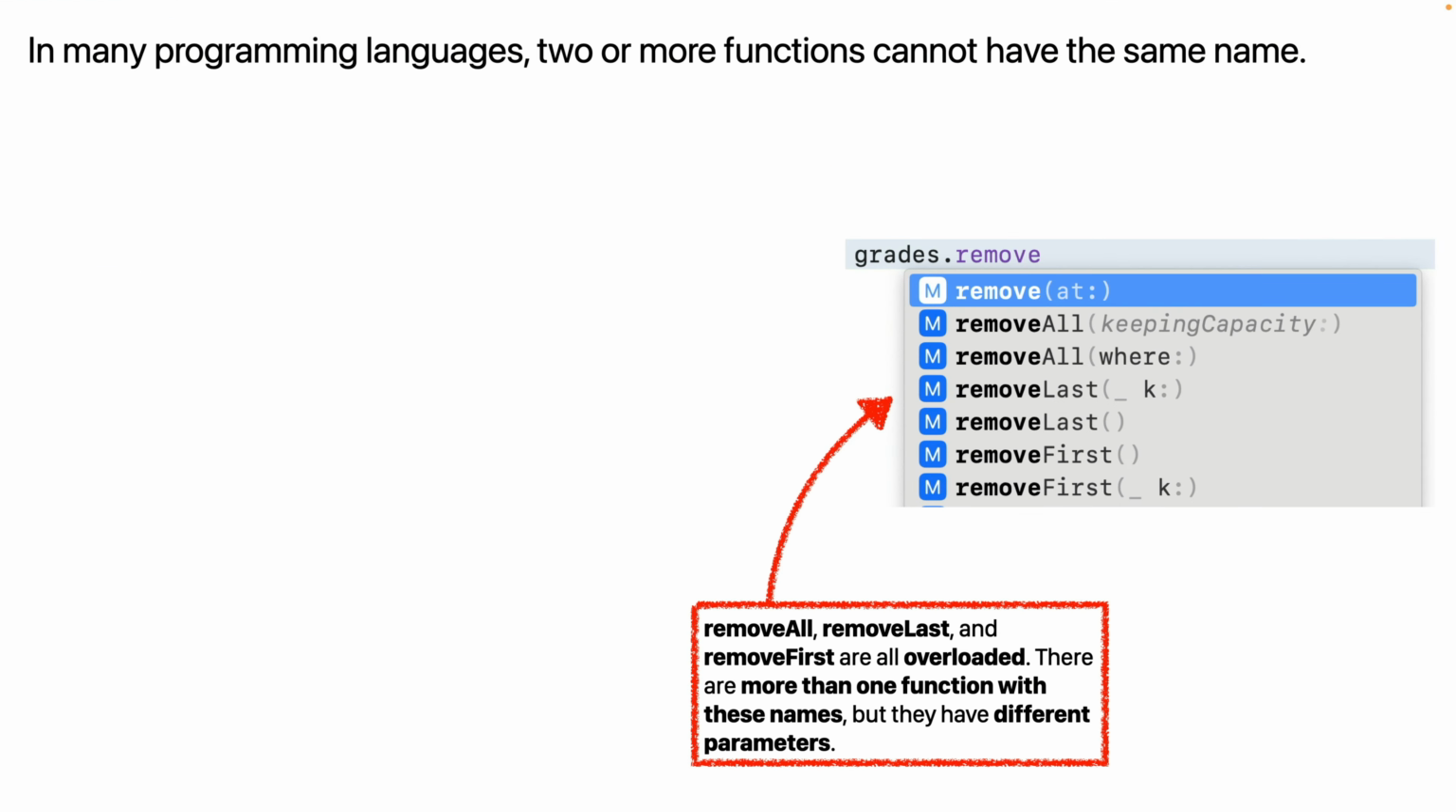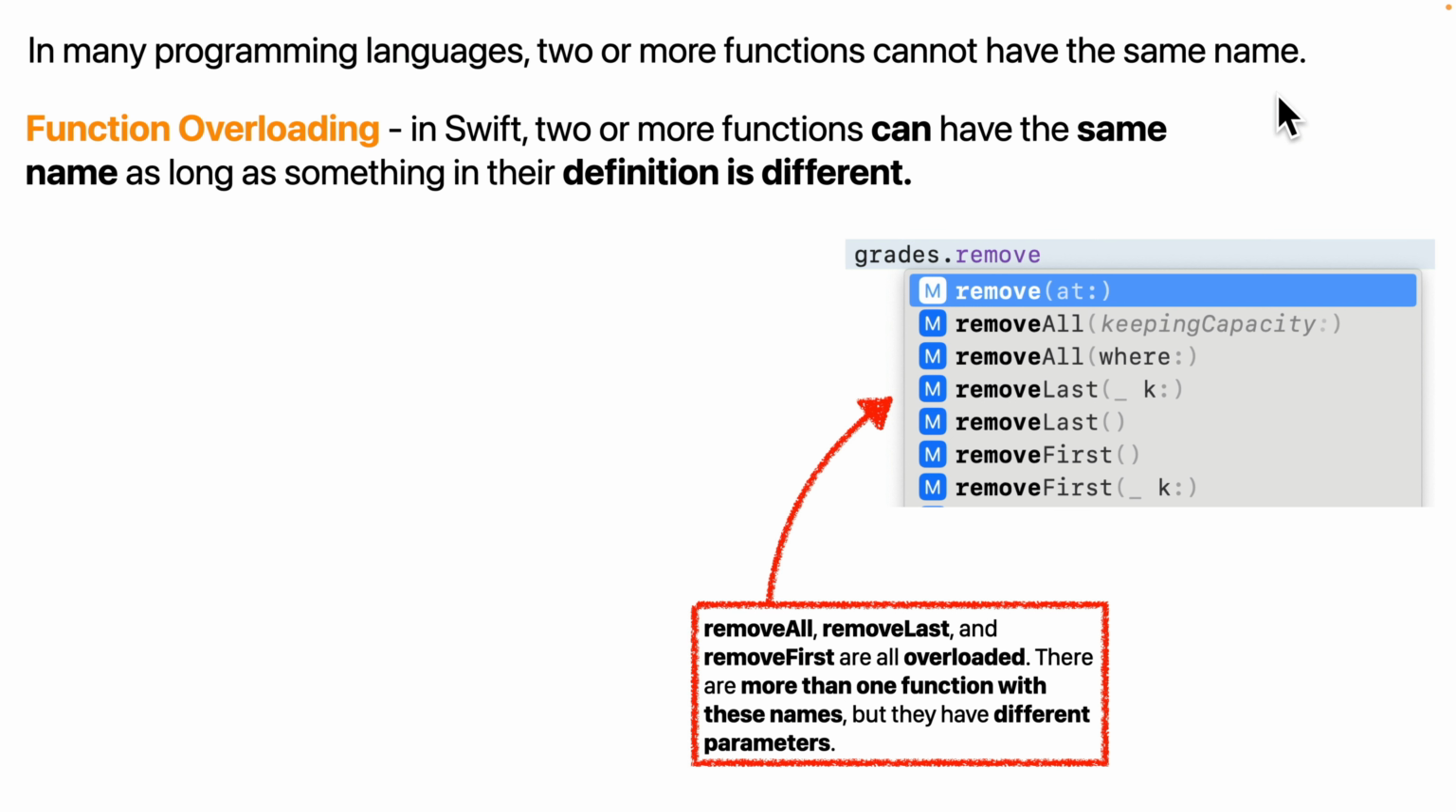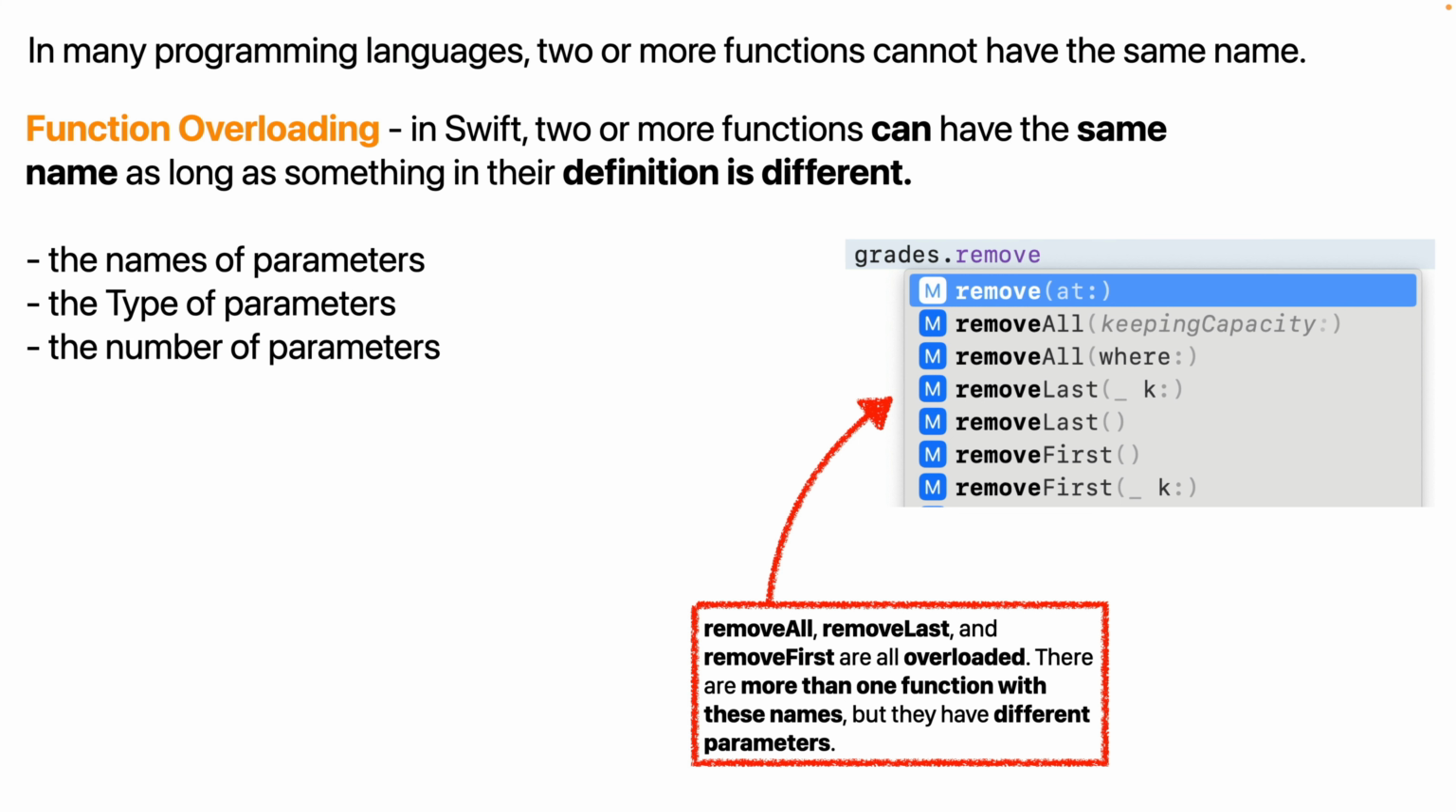So here's the concept. In many computer languages, you can't have two functions with the same name. If you try that, you'll get an error. But in Swift, two or more functions can have the same name as long as their parameters differ. The names of parameters, the types of parameters, the numbers of parameters, or the use of return values or not, or even different types that are returned in the return values.